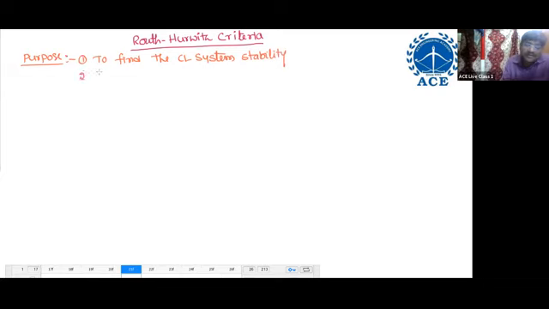The second one is to find the number of poles: the number of poles in the left, in the right, or on the imaginary axis, the j omega axis, of the S plane. Left, right, and on the j omega axis of the S plane.